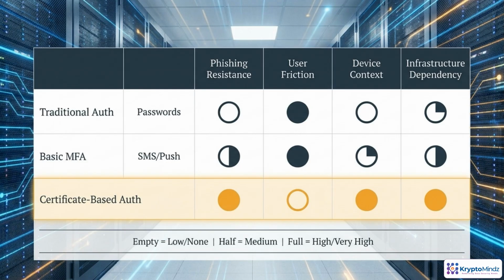Choosing an authentication method is always a trade-off between security, usability, and operational overhead. Password-only authentication offers almost no phishing resistance and high user friction, yet still depends on directory infrastructure. Basic MFA with SMS or push improves security, but remains phishable and adds noticeable friction and mobile dependencies. Certificate-based authentication flips that balance. It's highly phishing resistant, usually low friction after enrollment, and naturally carries device context. The trade-off is heavier infrastructure and lifecycle management, which is exactly what a well-designed PKI and CLM stack is built to handle.